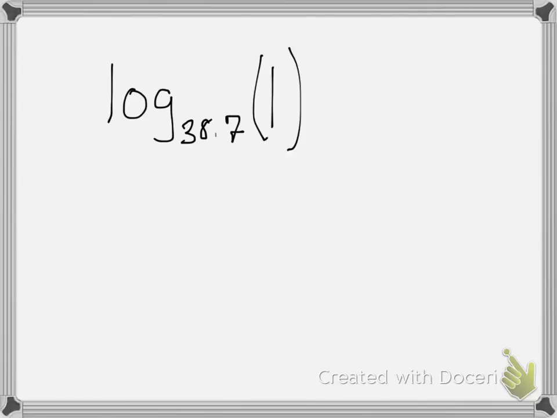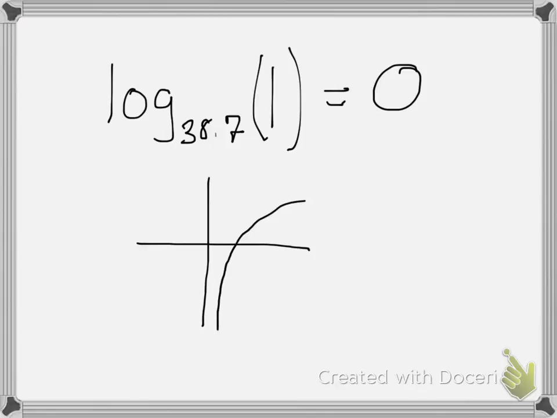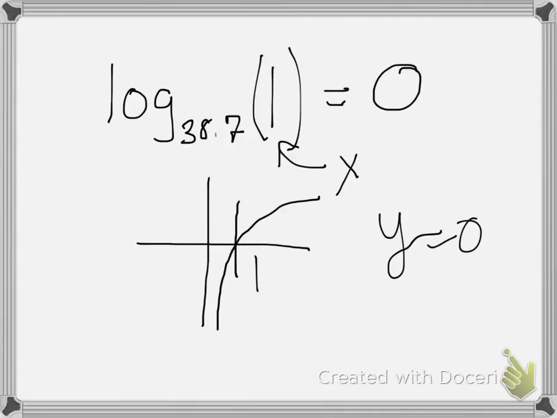Something else to remember is that the log, it doesn't matter the base. I could have 38.7 down here. But if I'm taking the log of 1, it always equals 0. Always. Now, if you think about that, it kind of makes sense. We look at the graph of a logarithm. Where does it cross the x-axis? At 1. So if this is x and this is a logarithm graph, that means that y equals 0. That equals y.